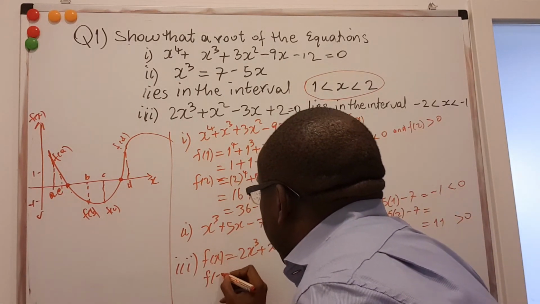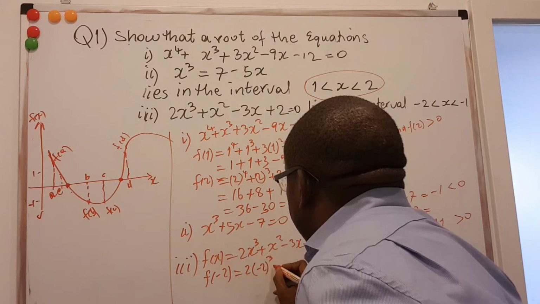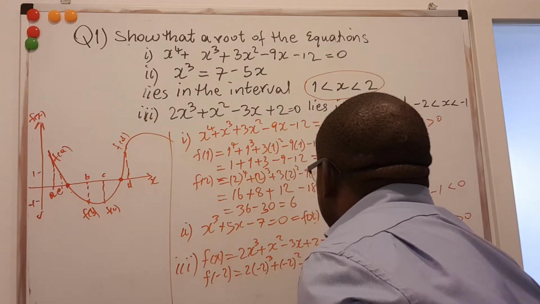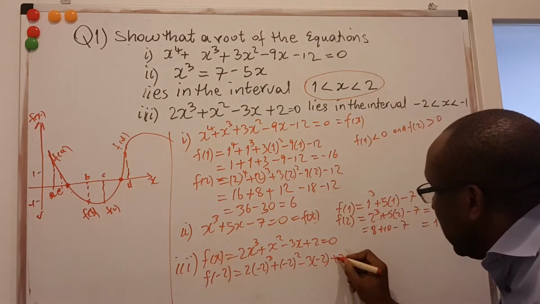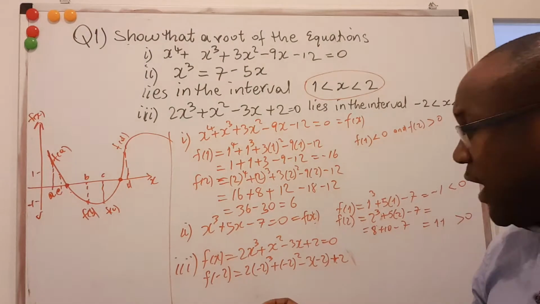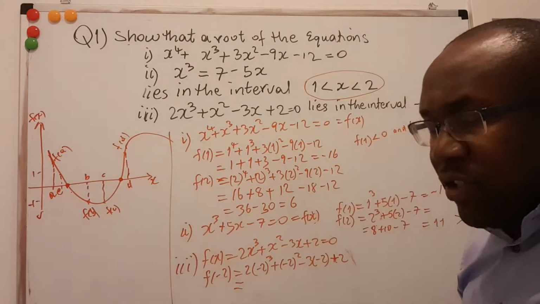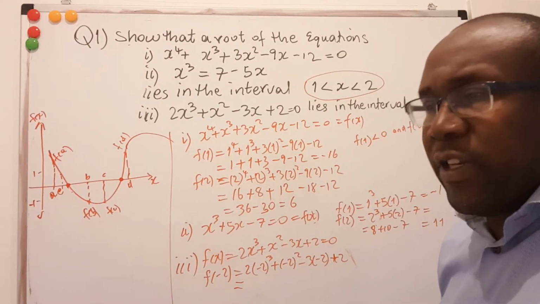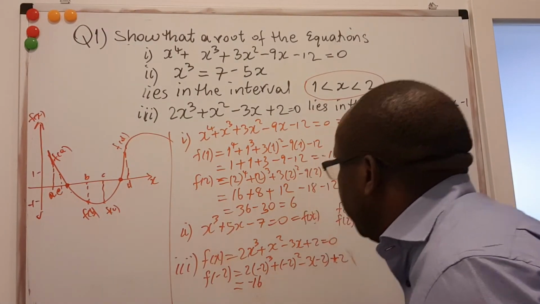So what is f of minus 2? This is 2 times minus 2 to the power 3 plus minus 2 to the power 2 minus 3 times minus 2 plus 2 is equal to, we have to calculate that. So here, if you check that properly, we see minus 2 to the power 3 is minus 8. Minus 2 times minus 2 is plus 4. Plus 4 times minus 2 is minus 8. So minus 8 times 2 is minus 16.